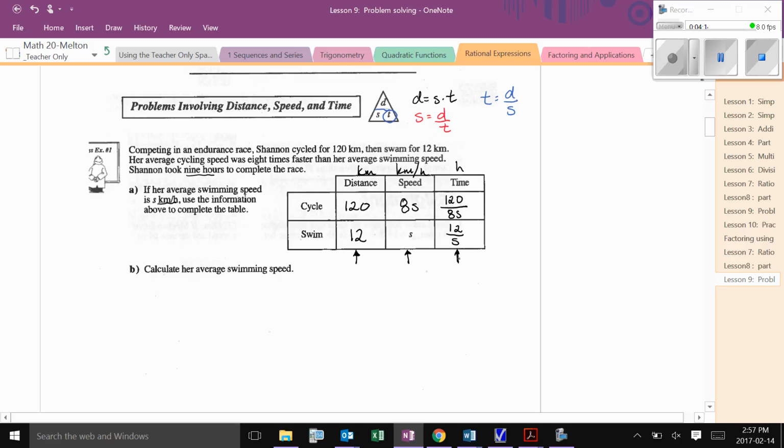And then it is with that third column, where you've got your expressions, that we're going to write our equations. We've got the time cycling and the time swimming. And therefore, what do we know is the total time is 9 hours. So we've got then that the time cycling, 120 over 8S, plus the time swimming, 12 over S, is equal to 9. And then we will go ahead and solve that equation. So since you've done lots of solving already, go ahead and hit pause and go through that solution then.